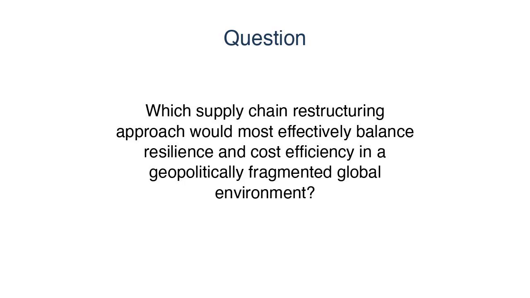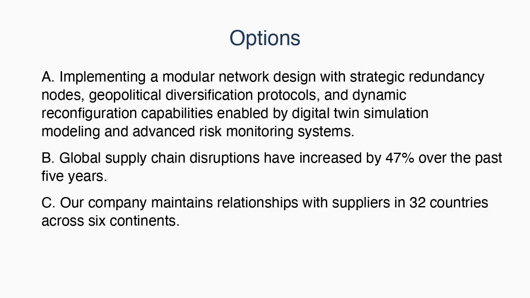Question 3. Which supply chain restructuring approach would most effectively balance resilience and cost efficiency in a geopolitically fragmented global environment? Here are your options. A. Implementing a modular network design with strategic redundancy nodes, geopolitical diversification protocols, and dynamic reconfiguration capabilities enabled by digital twin simulation modeling and advanced risk monitoring systems.